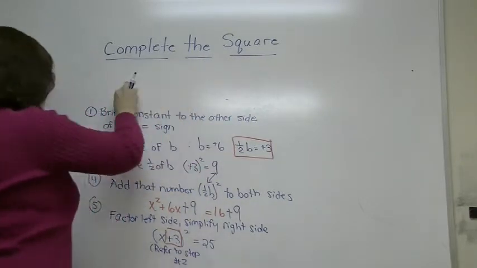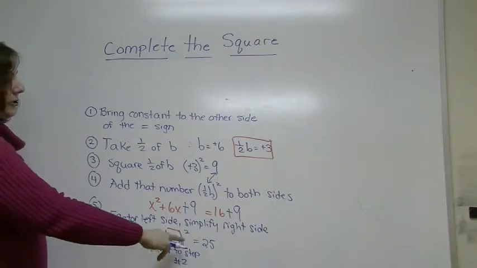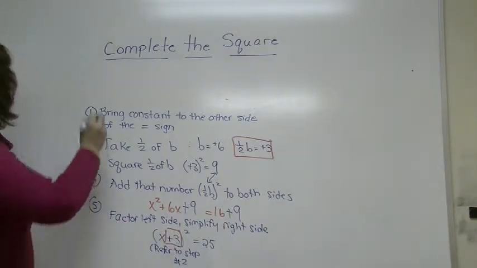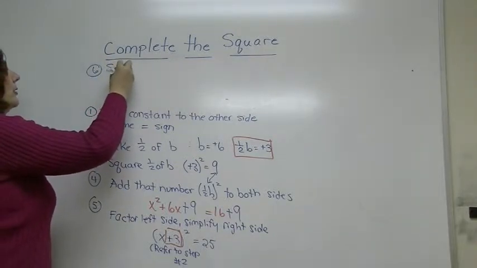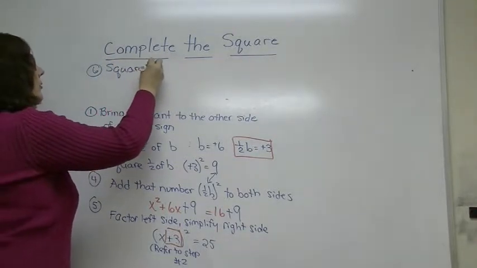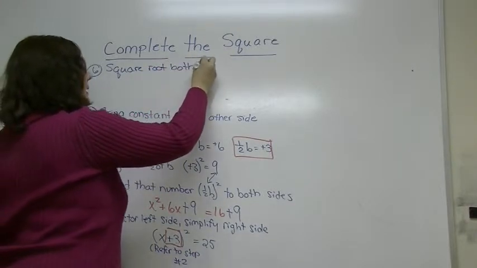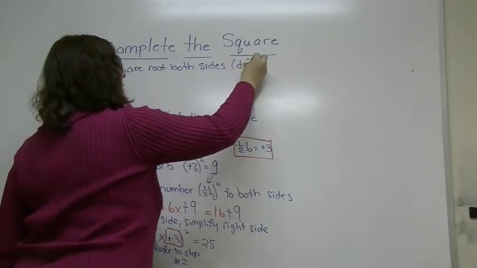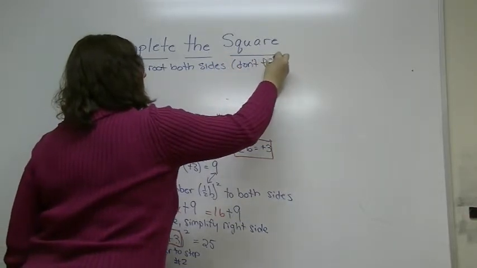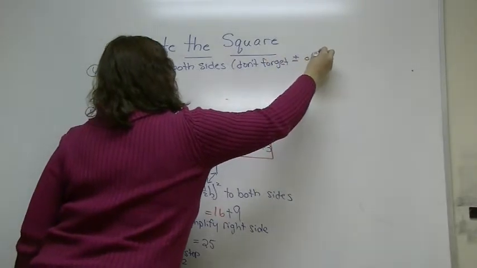All right, we're going to move our steps up here. So now what do I do? Now I take the square root of both sides. So I'm going to put step 6 up here. Square root both sides. And don't forget the plus or minus on the right.